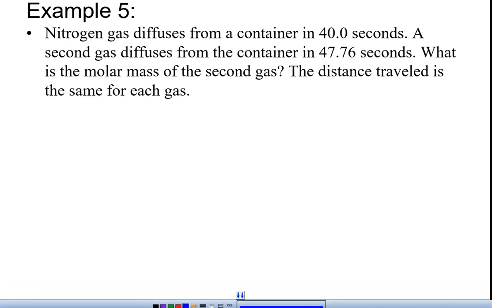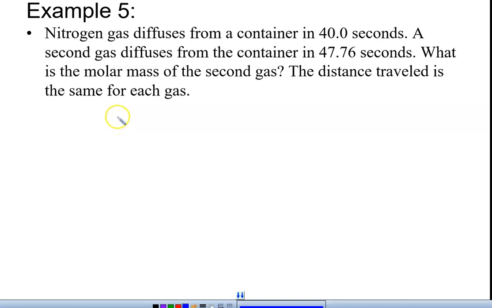All right, let's look at our last two examples. So it says nitrogen gas diffuses from a container in 40 seconds. And a second gas, we don't know what gas that is, diffuses from the container in 47.76 seconds. So we can already tell that this unknown gas is a little bit slower. It's taking more time to do that. What is the molar mass of the second gas? We're looking for that unknown.